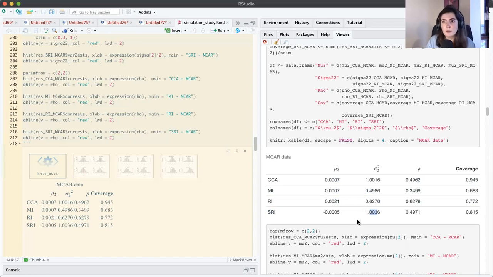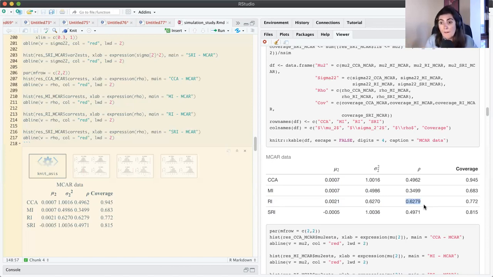Now, for the correlation, we know that the true value is 0.5, right? And we see that complete case analysis recovers it well. The same for stochastic regression imputation. No surprise, we already knew that this should be the case. We are just checking empirically that this is in fact the case. And we know that mean imputation attenuates the correlation because the imputed values fall on a horizontal line. And regression imputation increases the correlation because the values lie on a regression line, so they are all aligned.